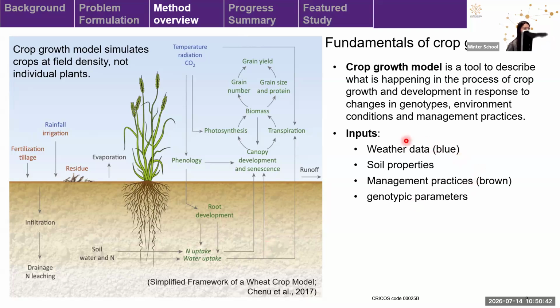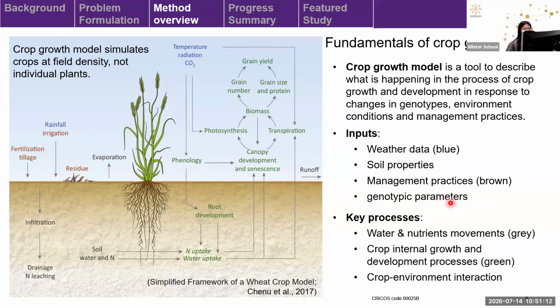The first one is the weather data, which we color in blue here, and also the soil properties, because the crop grows in the soil. The third one is the management practice, which we color in brown here, including the fertilization, irrigation, and how you use the residue. And the last one is the genotypic parameters. The genotypic parameter will define which kind of genotype you are going to grow in the field.